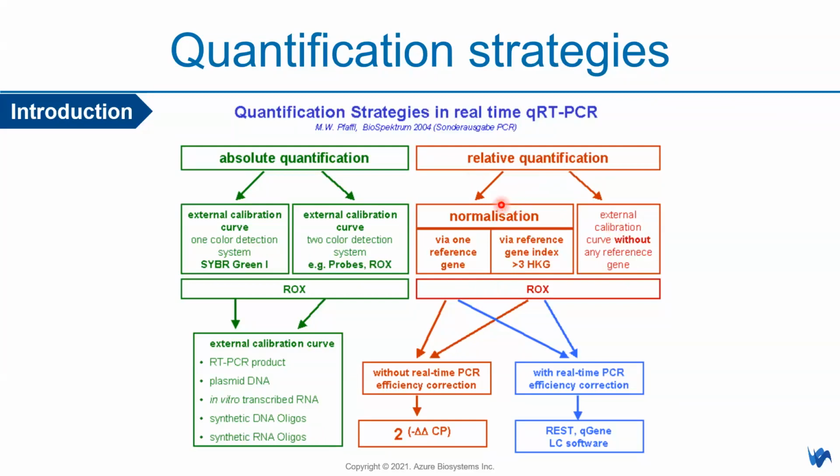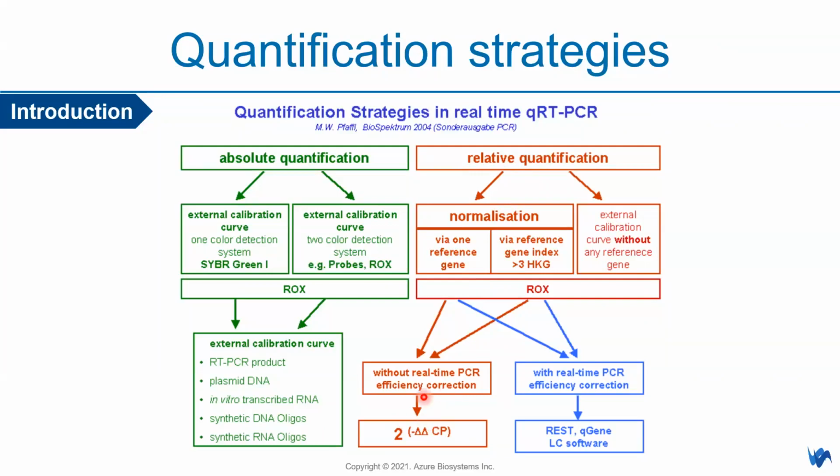So as you can see, under the relative quantification, we have the very, very famous delta-delta CT type of analysis, which is without doing the real-time PCR efficiency correction.